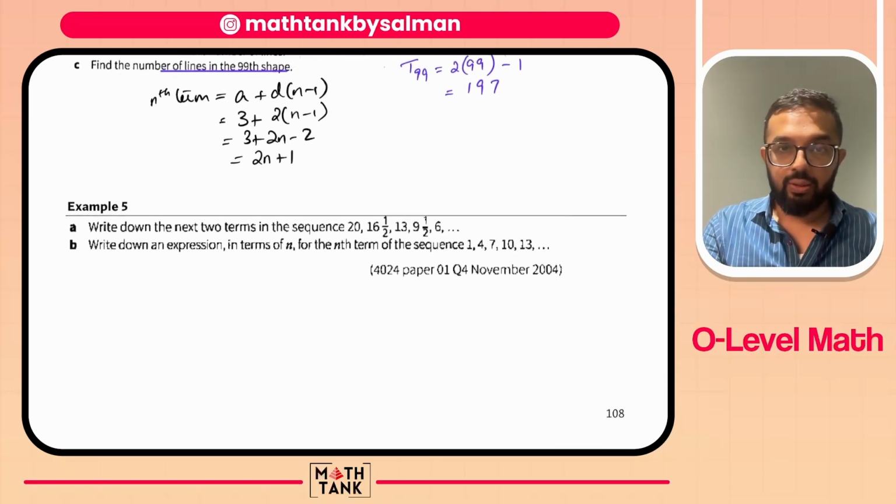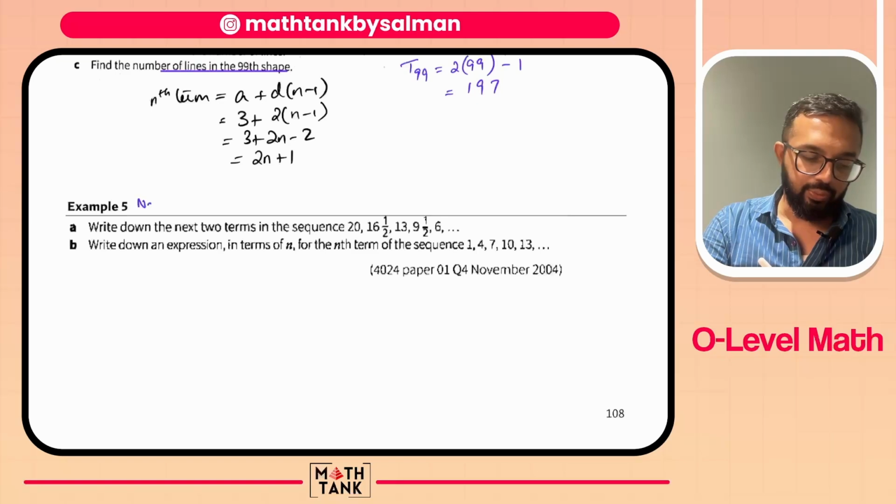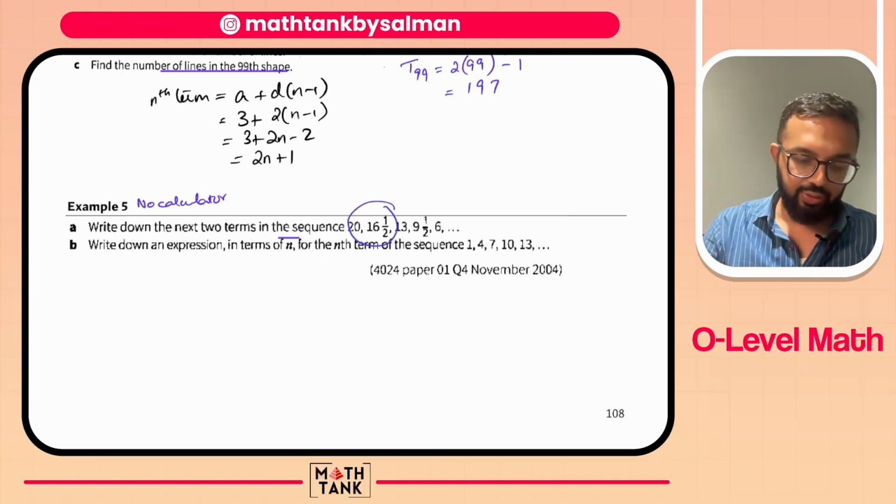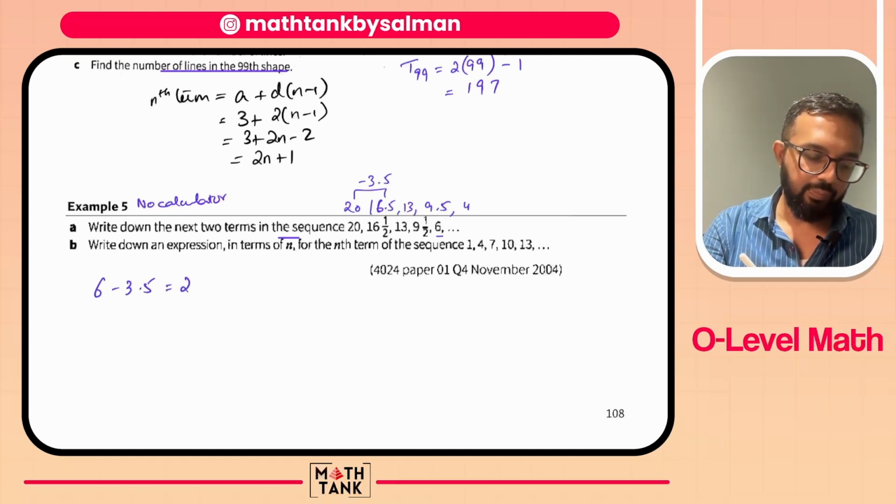Now we go on to a past paper question. This is paper 1, so you're supposed to go with no calculator. Write down the next two terms of the sequence. This is a little awkward because there's a decimal getting subtracted. It's sometimes easier to write these as decimals instead of fractions. So 9.5 to 6: it seems very clear that what has been subtracted is 3.5. That's the common difference. So the next two terms would be 6 minus 3.5, that would be 2.5. So that's the next term. Then 2.5 minus 3.5 would be negative 1. So that's again the next term.